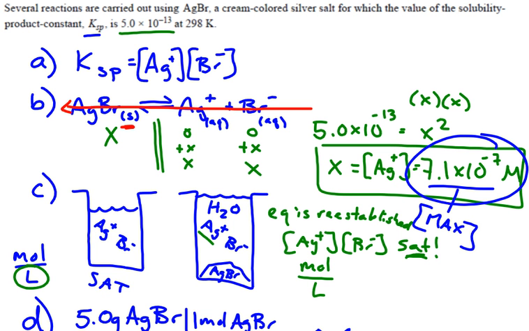Now, you don't have to say all that. If you ever had to say an extra explanation, you would just say Q is greater than K, which will drive it left, or which will create more solid, or will create the precipitate. That's all you'd have to say. Now, they're not even saying that. They just said a precipitate forms. They show the Q is greater than K, and they just say a precipitate will form.